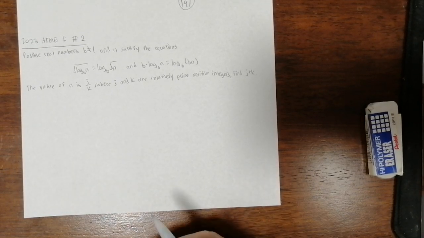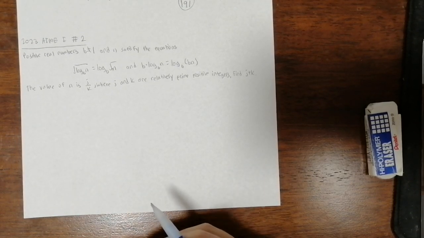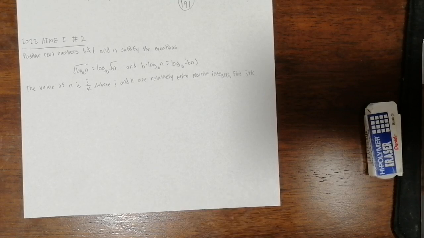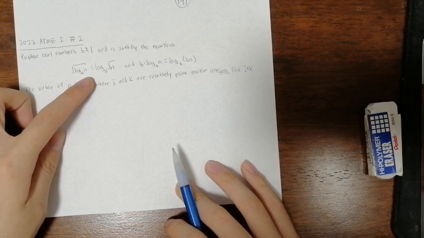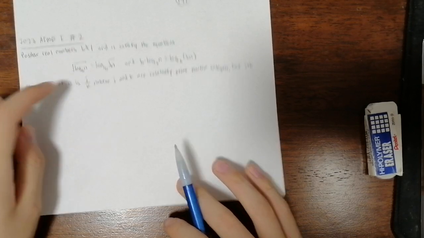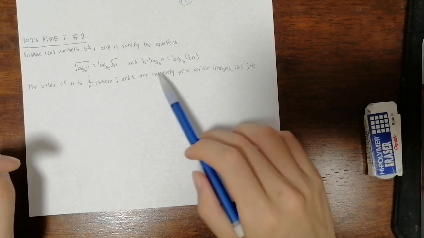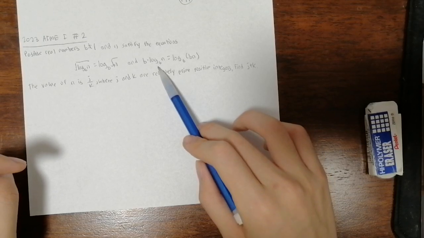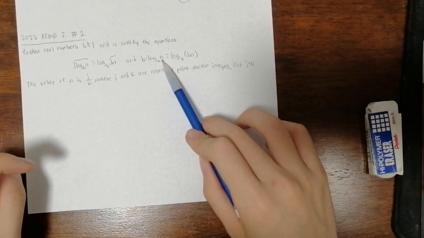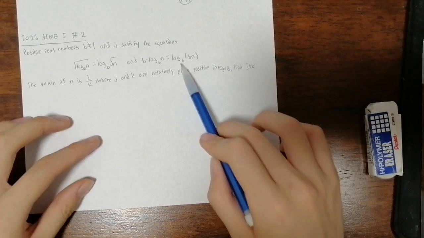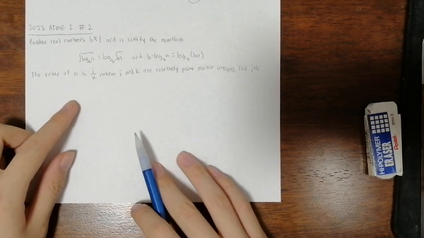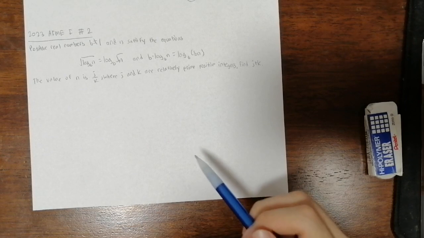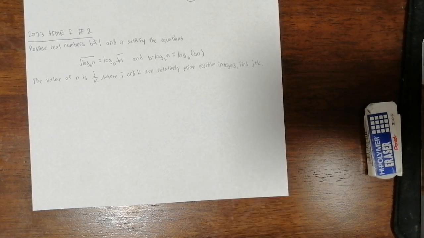It says positive real numbers b not equal to 1 and n satisfy the equations: the square root of log b of n is equal to log b of the square root of n, and b times the log b of n is equal to log b of b times n. And we want to find the value of n, which is a fraction j over k, j and k are relatively prime, find j plus k.